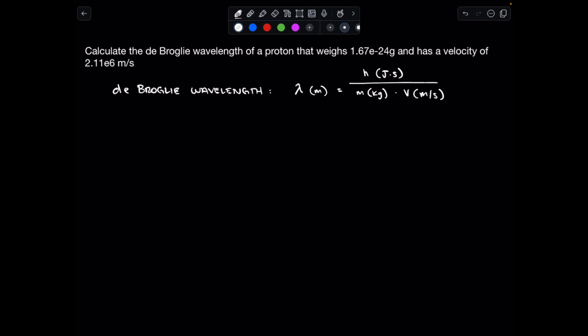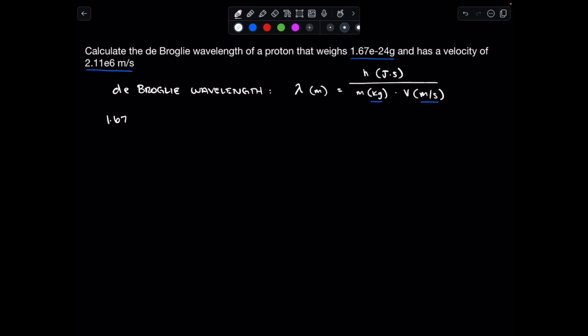So looking at the values we've been given, we have 1.67 times 10 to the minus 24 grams, and we have a velocity of 2.11 times 10 to the 6 meters per second. Our velocity is already in the correct units at meters per second. Our mass, though, needs to be converted from grams into kilograms. So let's do that first.